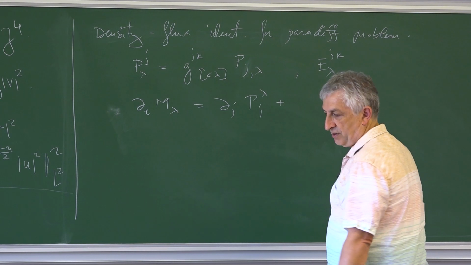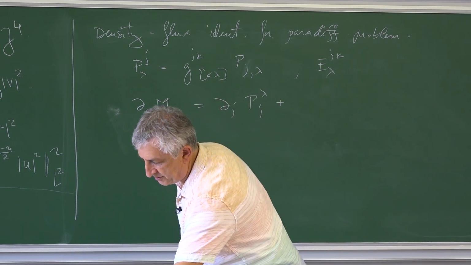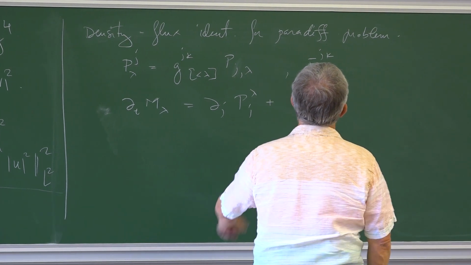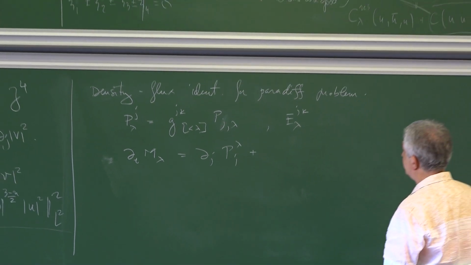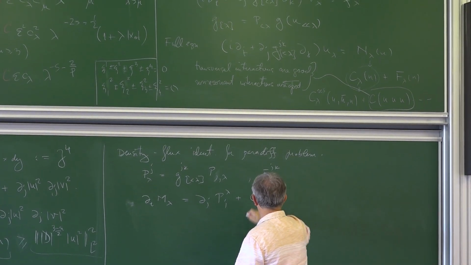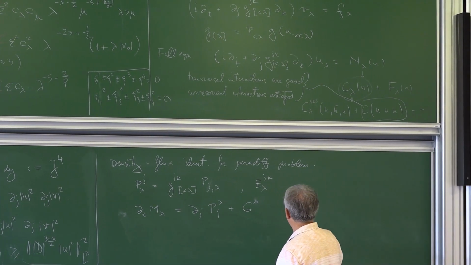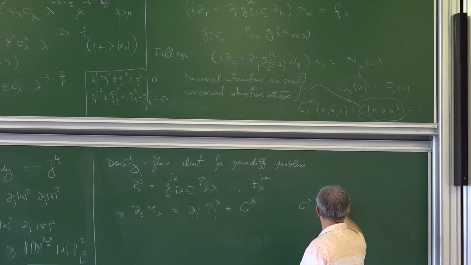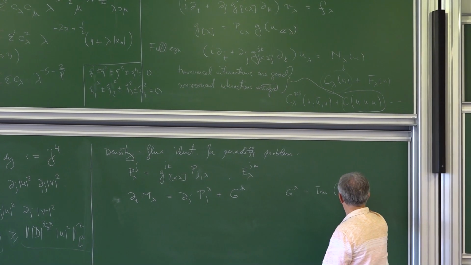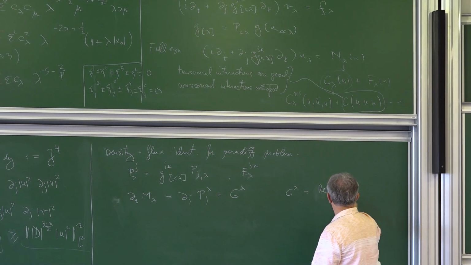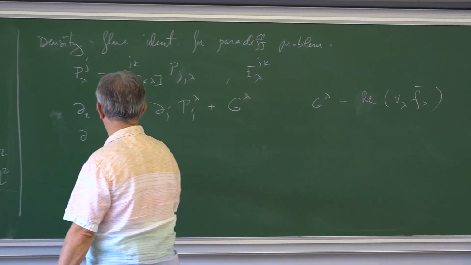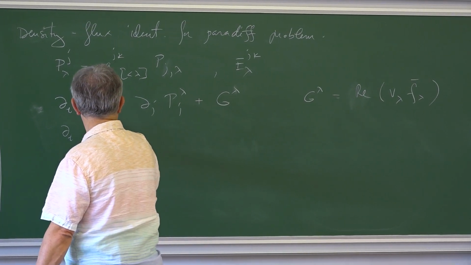Plus some source term. And where's my paradifferential equation? It's over there. So I'm looking at the equation with the source term f lambda. Here you have a source term g lambda, and this g lambda is the real part of v lambda times f lambda bar. And then you write down the density flux relation for the momentum, dt of p.